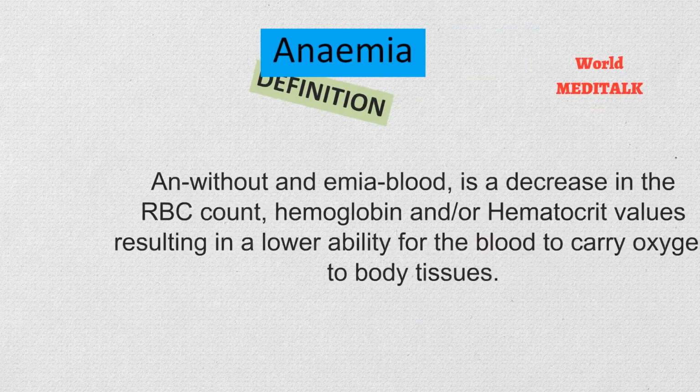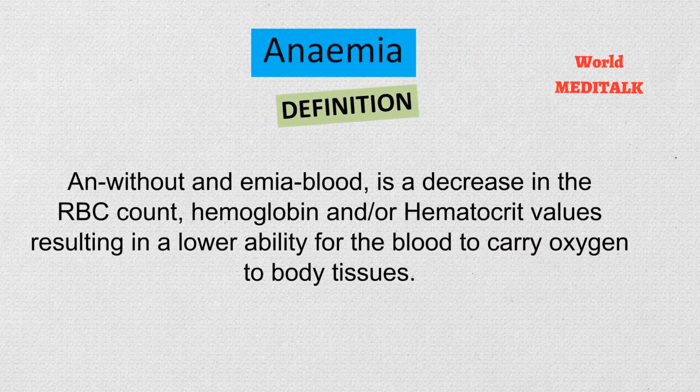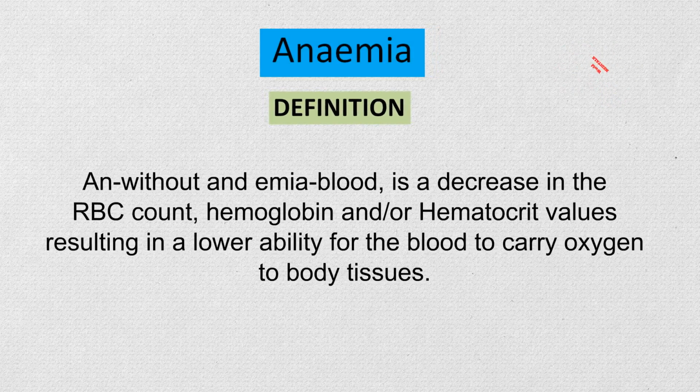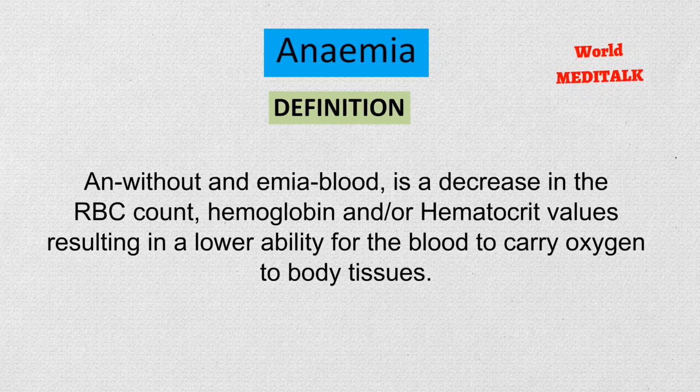Now let's talk about the definition. An means without and emia means blood. Anemia is a decrease in the RBC count, hemoglobin and/or hematocrit values resulting in a lower ability for the blood to carry oxygen to body tissues.